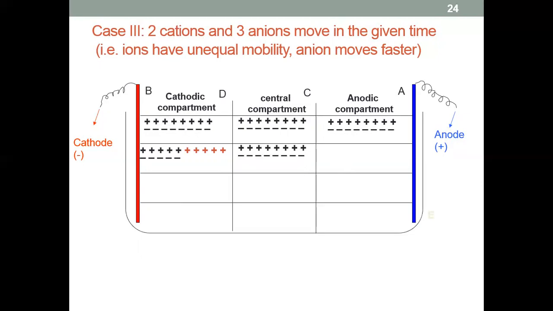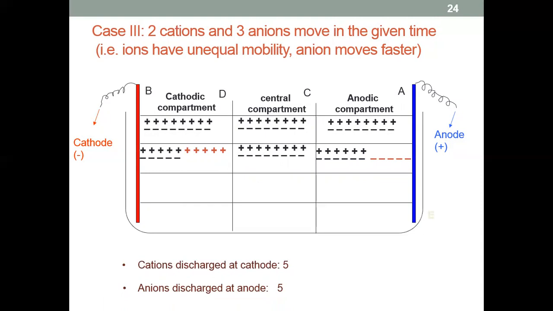Central will remain as such, right? And similarly in the anodic compartment it will be five anions left behind, and those will be discharged at the anode. So in total, how many cations are discharged at the cathode? 5. And how many anions are discharged at the anode? 5. All right. So we can also add this up from here. If you see, the total number of cations and anions discharged at the different electrodes are the same, even though different numbers of cations and anions are moving. But the cations and anions being discharged at the individual electrode are the same, right? And this 5 comes from 2 plus 3 in both cases.